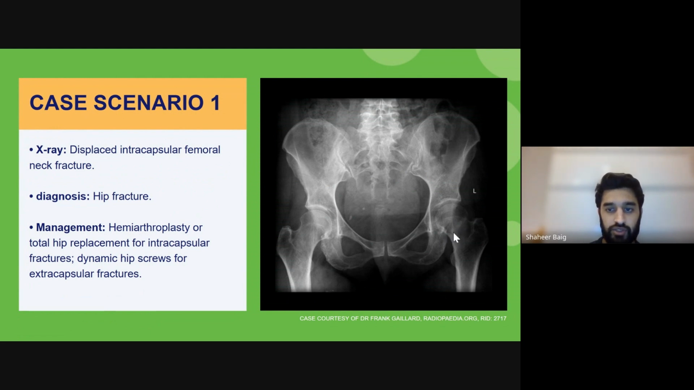It's been some time since I've recommended different orthopedic management, but of course, depending on the demographic of the patient and the degree of displacement of the neck of femur fracture, we would decide between a hemiarthroplasty where only the femoral head is replaced, and a total hip replacement where both the acetabulum and the femoral head are replaced, or a dynamic hip screw, which is generally reserved for extracapsular fractures, which have more bone surface for fixation compared to intracapsular fractures.